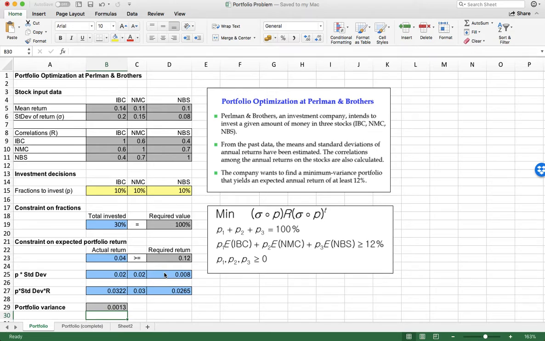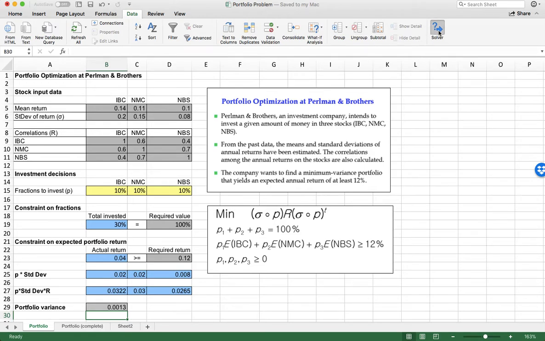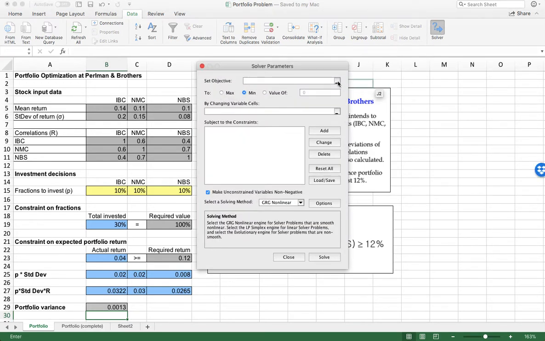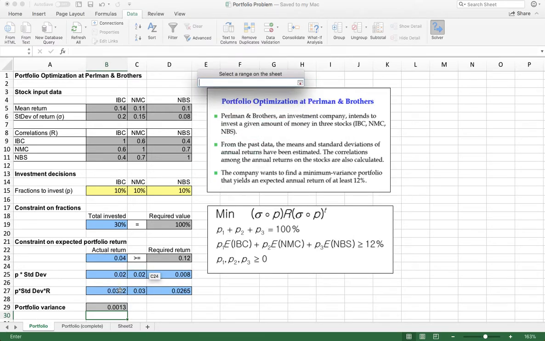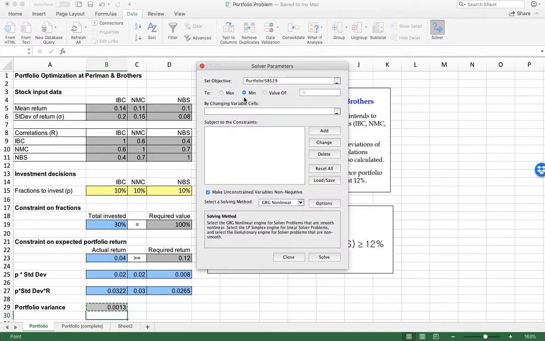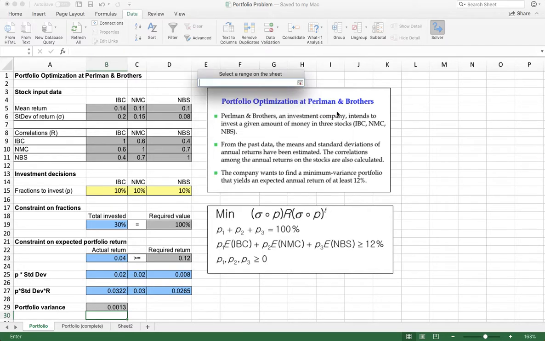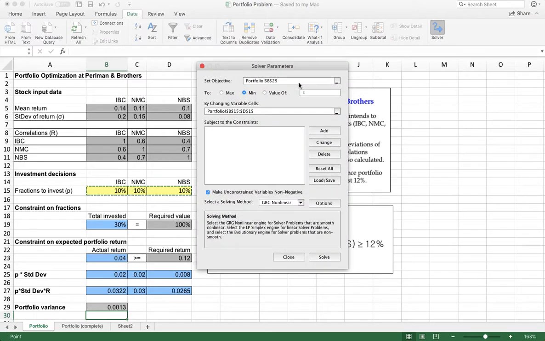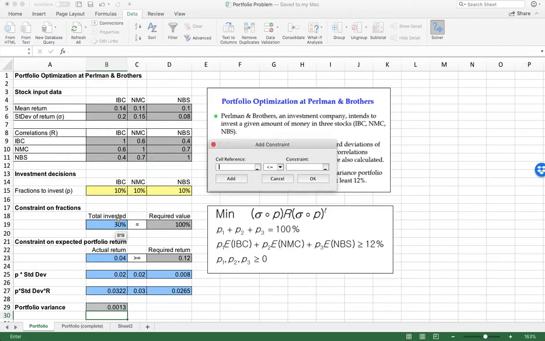Now, we go to the Data tab and choose Solver. We set my objective cell as B29. This has to be minimized, so I choose the Min and choose the array for my decision variables from B15 to D15, and add two constraints. My first constraint is here.